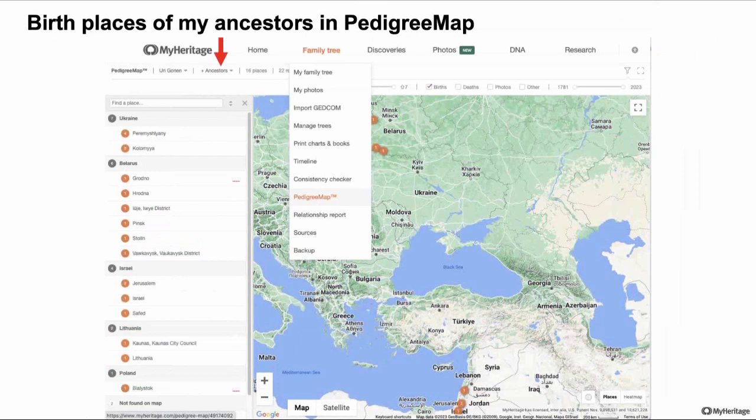So here I can say, show me only ancestors and show me their birthplaces. So here I can actually see exactly those places of birth, but in this case of my ancestors, which is usually very interesting. So we can see a lot of them from Belarus and from Ukraine and from Israel. Today Israel, some of them were born there in the 1800s, before it was even Israel. So that's a quick reminder of Pedigree Map and the features regarding places there.